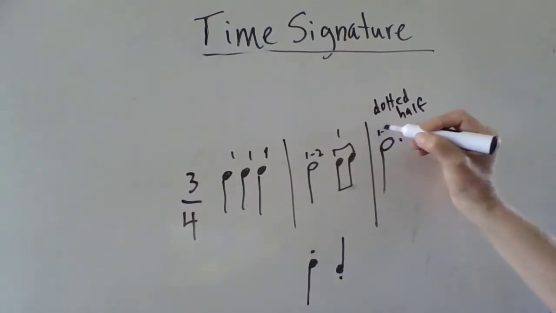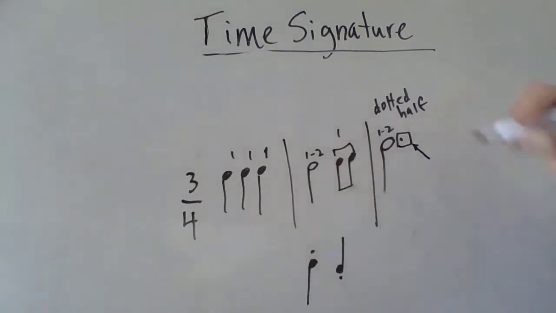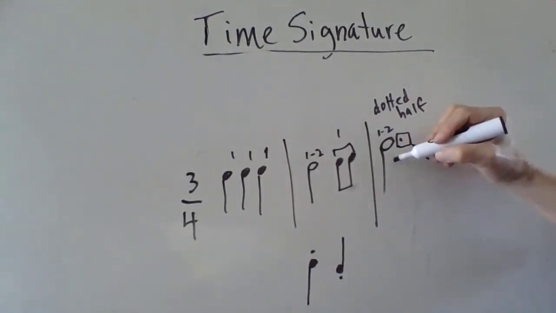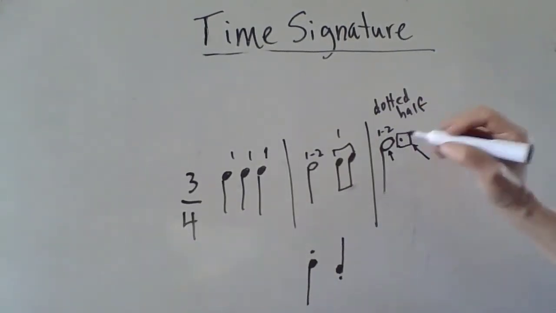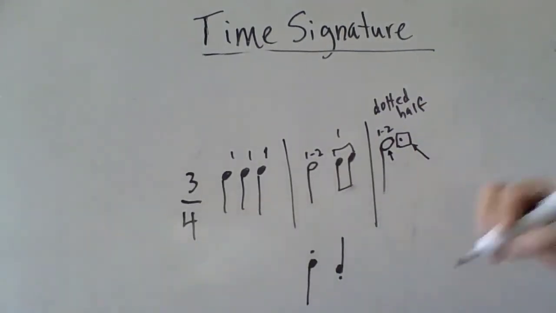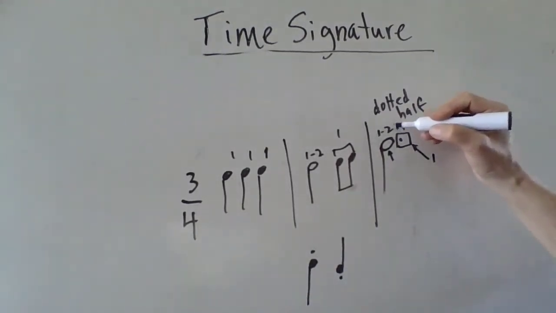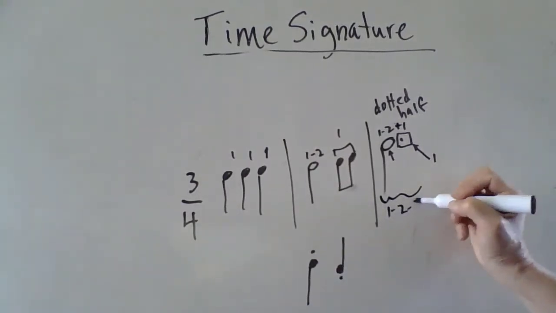And we have the half note here, which is worth 2 counts. The dot means to add half the value of the note that it's next to. So the half note is worth 2 counts. Half of 2 is 1 count. So you hold this note for 3 counts.